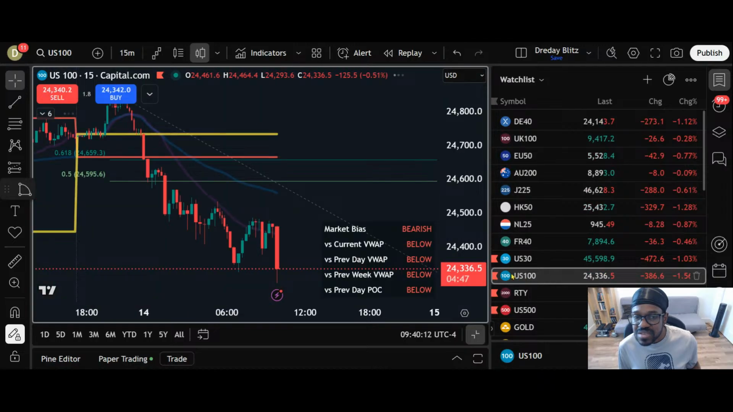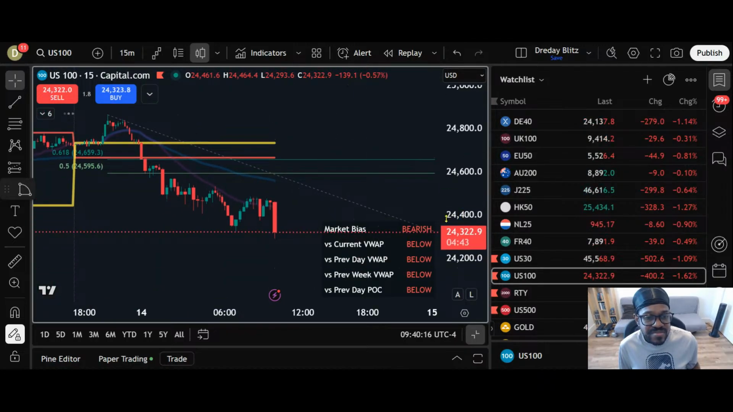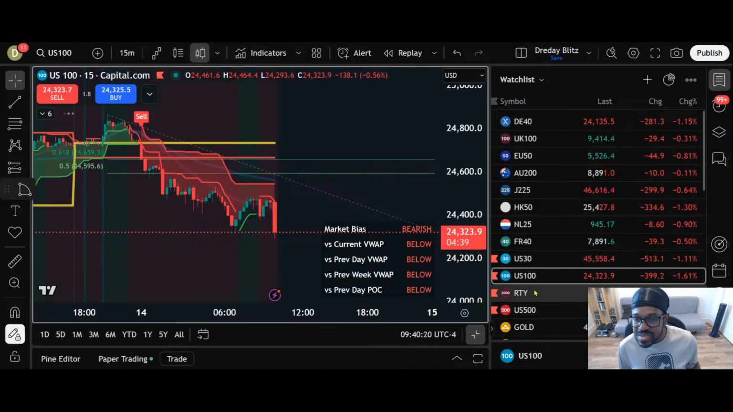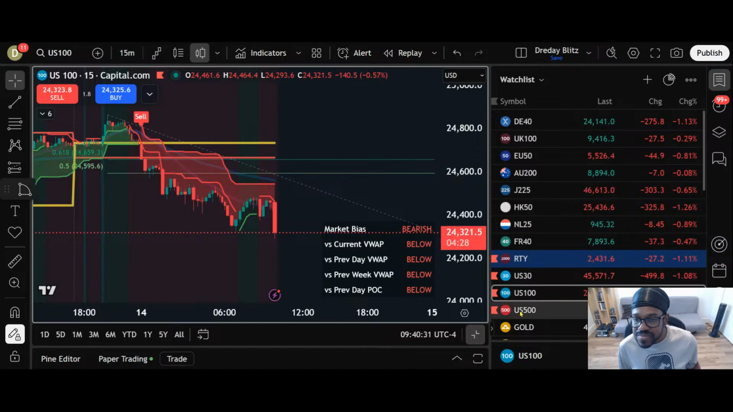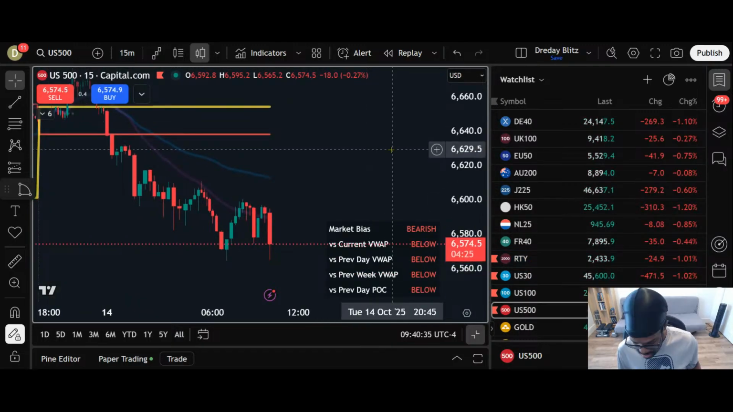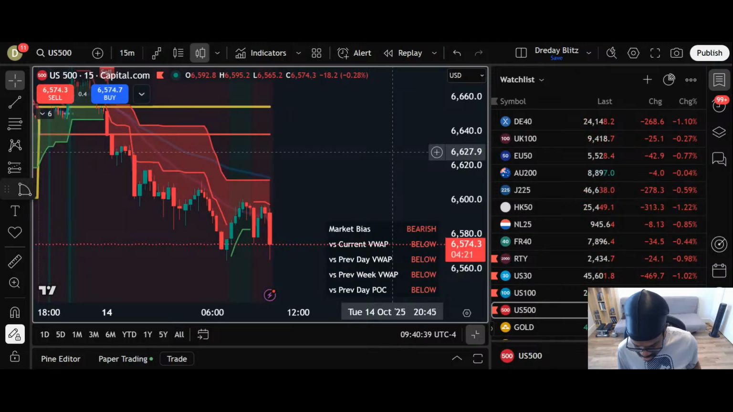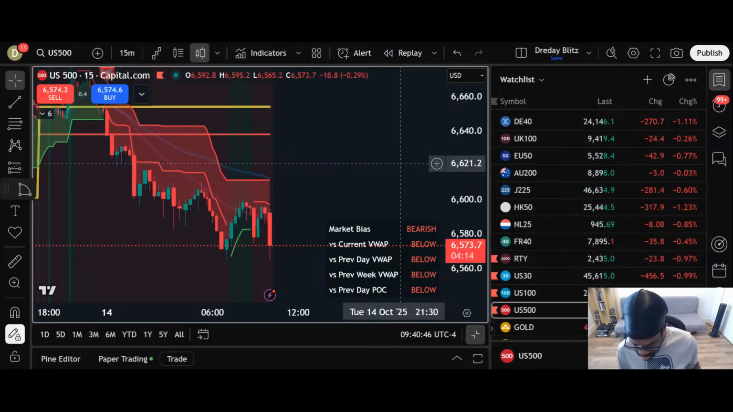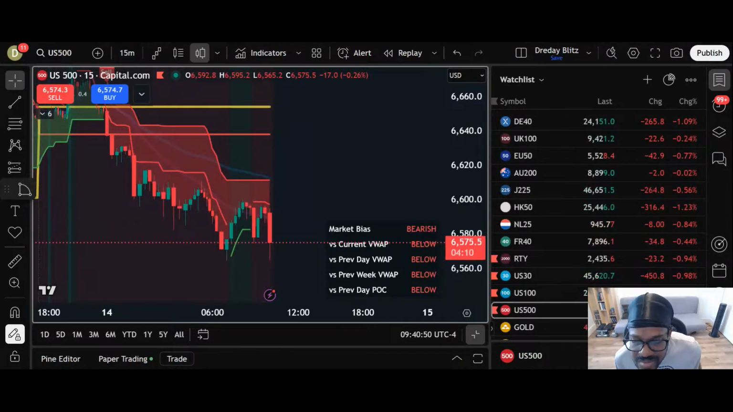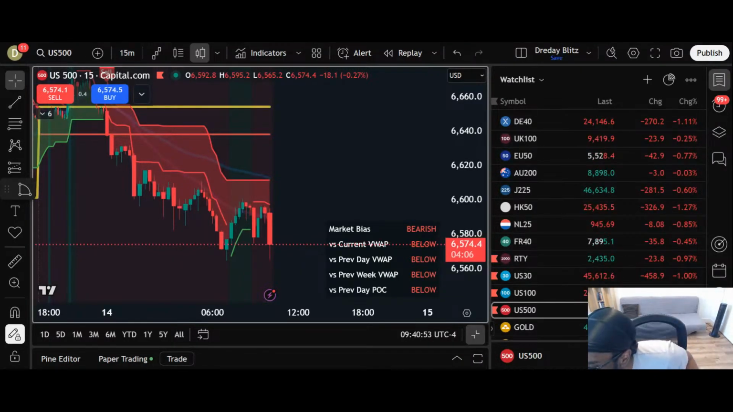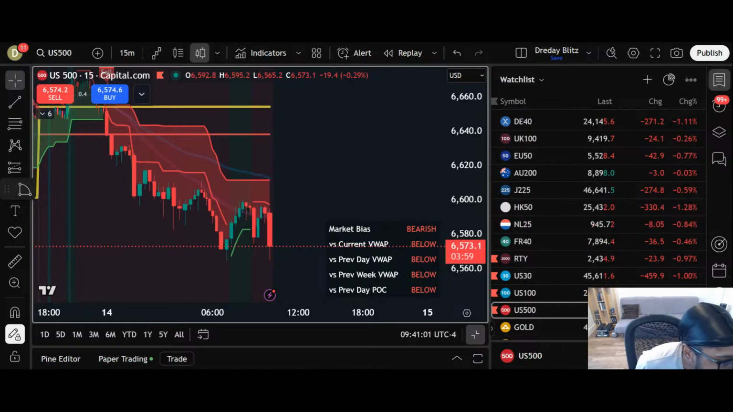So NASDAQ, Sell US 100, also have a sell here. Sell US 100 at price 24,351.5 on 15 AM time frame and time 9 hours 39 minutes and 39 seconds. All right, that's NASDAQ. US30 is here.